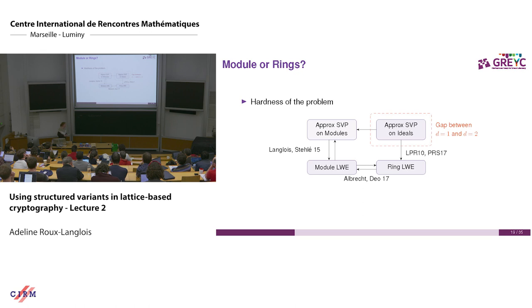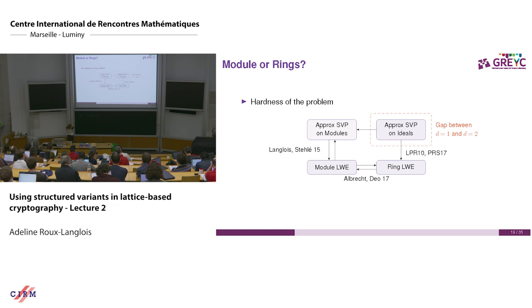And now the question, as I said, is really to know how difficult those problems are, the hardness. Which one is the hardest one? Which one should we use? Is it better to use module or ring LWE? So that's a picture of what we know on those problems. We know that there is a reduction from approx SVP on ideals to ring LWE. That was the first one. There is also one from approx SVP on ideals to approx SVP on modules. If you know how to solve on modules, you can solve on ideals.